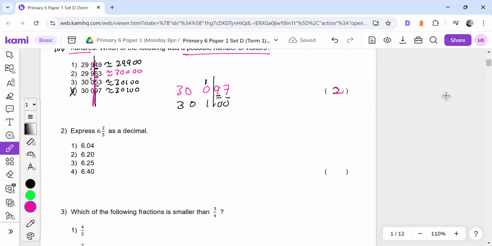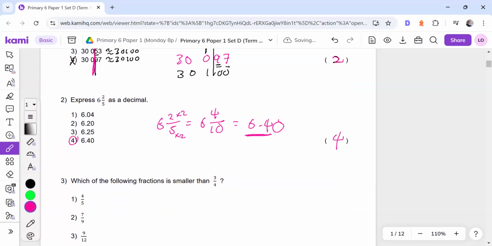Okay, question number two, shortcut. How do you change into decimal? You will need to make the denominator into a 10, 100, or 1000. So can I change it to 10? Yes. So 5 times 2, 2 times 2, you get 6 and 4 over 10. So your decimal will be 6.4. But there's no answer there. All right, you can look at the answers. There's no 6.4. You just add a 0, and that becomes 6.40, and your answer is number 4. So don't think that there's no answer there. You just have to add a 0 behind, then you will see the answer there.